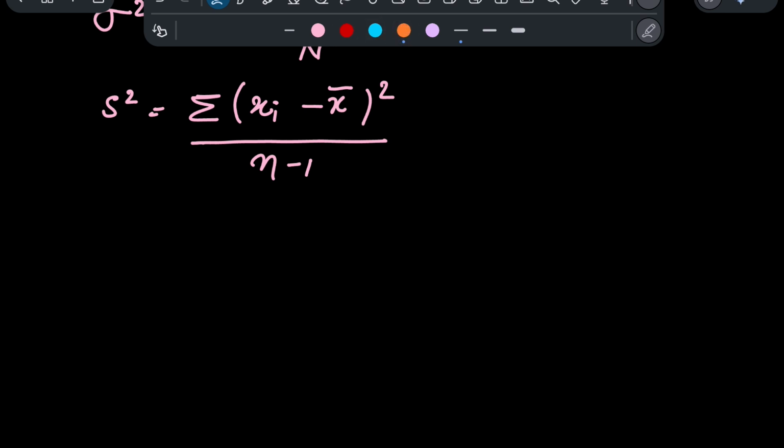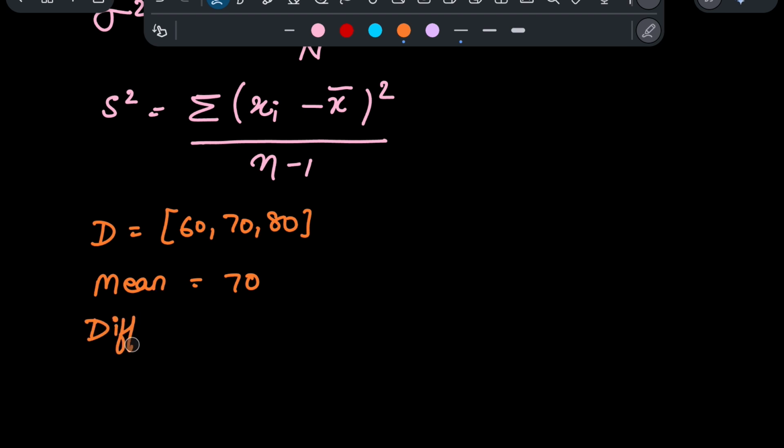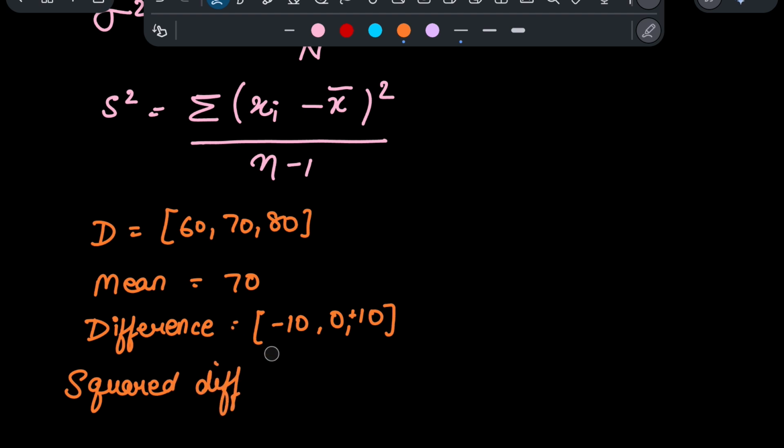Now let's talk about an example of the variance. For example, we have a data set whose values are 60, 70 and 80. Its mean is 70, that is 60 plus 70 plus 80 divided by 3. Talking about the differences, 60 is minus 10 from 70, 70 from 70 is 0, while 80 from 70 is plus 10. Talking about the squared differences, what if we square these values? Minus 10 square is 100, 0 is 0, and 10 square is 100.